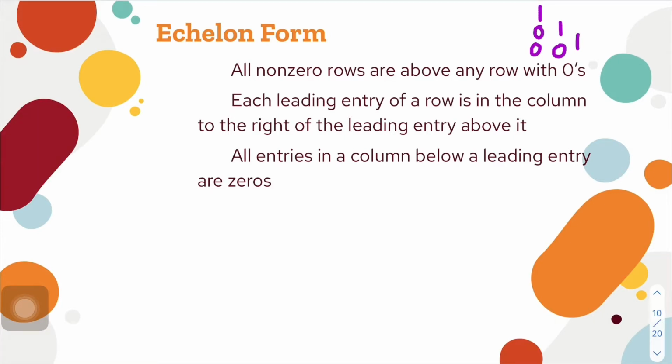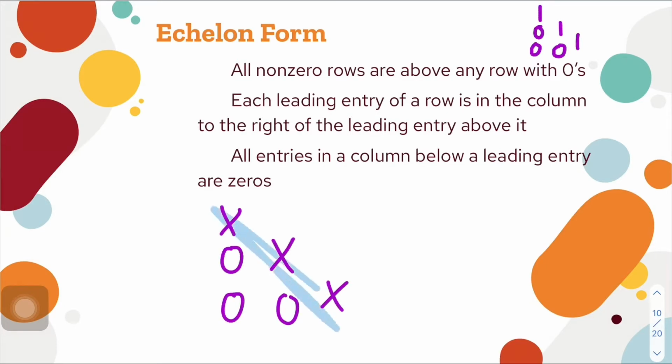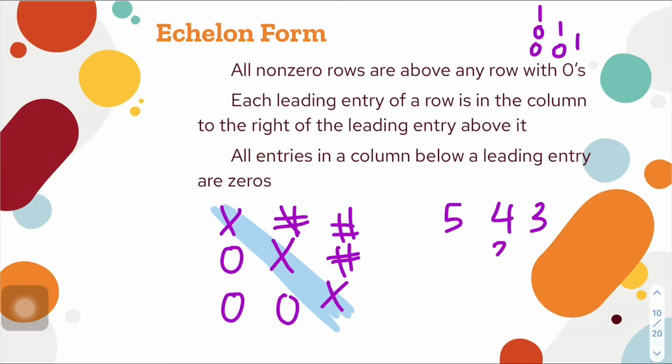Let's say you have a number right here, a number right here, a number right here, and you have zeros, zeros, zeros. These X's right here will be our leading entries. And above them, you can have any number still. So this could still be a number, this could still be a number, and this could still be a number. This is what echelon form looks like. So just to put some numbers in here, let's say it's 5, 4, 3, 2, 1, 10, and these are zeros right here.